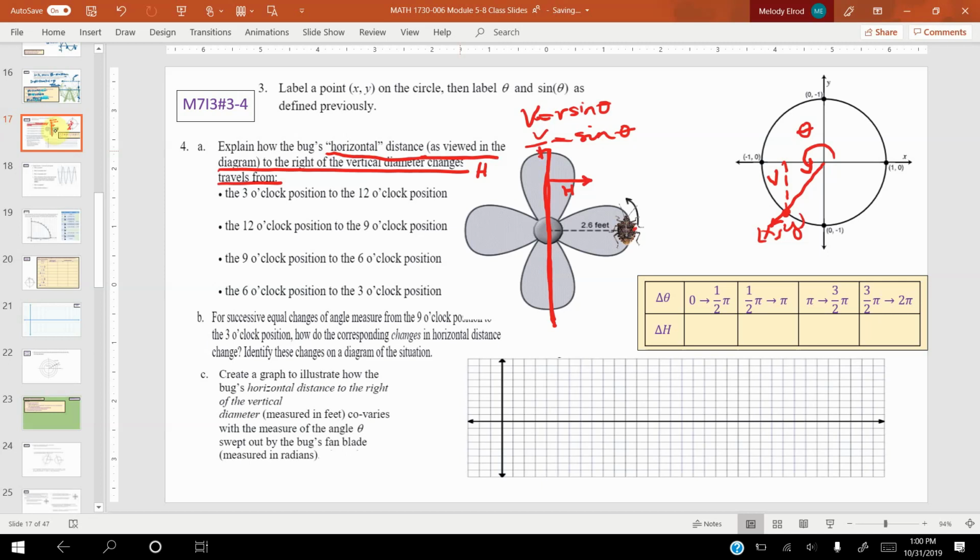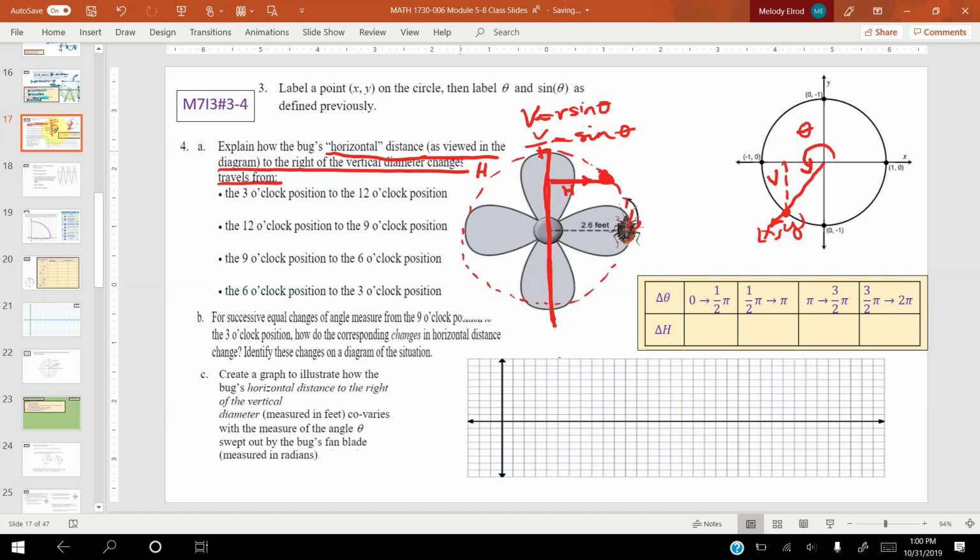So if we sketch in Stinky's path around here, and we look at his position right here, then we could extend this line out. This would be H that we're talking about. So as we go from the 3 o'clock position to the 12 o'clock position, we're moving from being as far from that vertical diameter as we can get to sitting right on it. So unlike the sine function, where we were getting further away, this time we're actually getting closer.